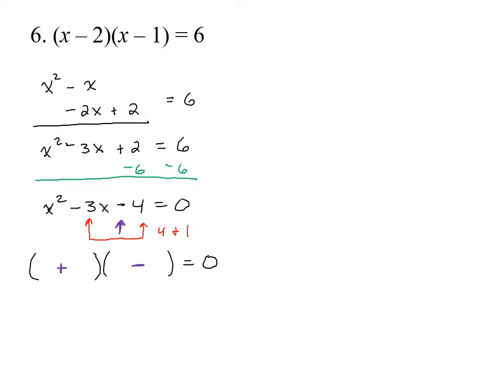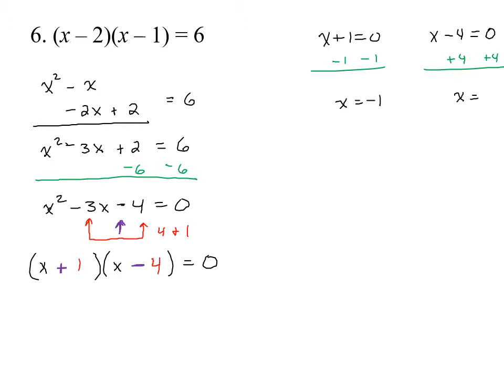Since the 3 is negative, the 4, the bigger number, gets the negative, the smaller number gets the positive. And the x squared just becomes x and x. Then, each one of those becomes 0. So you either say x plus 1 equals 0, or x minus 4 equals 0. Subtract the 1 from both sides on the first one, add the 4 to both sides on the second one, and you'll get that x is negative 1, or x is 4. So my solution would be negative 1 and 4.